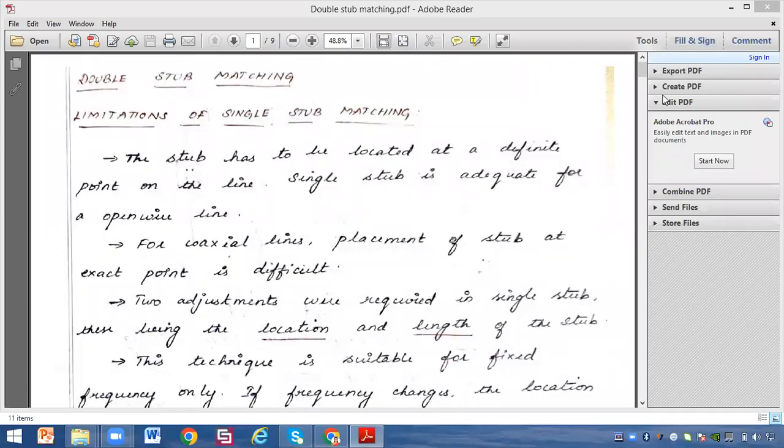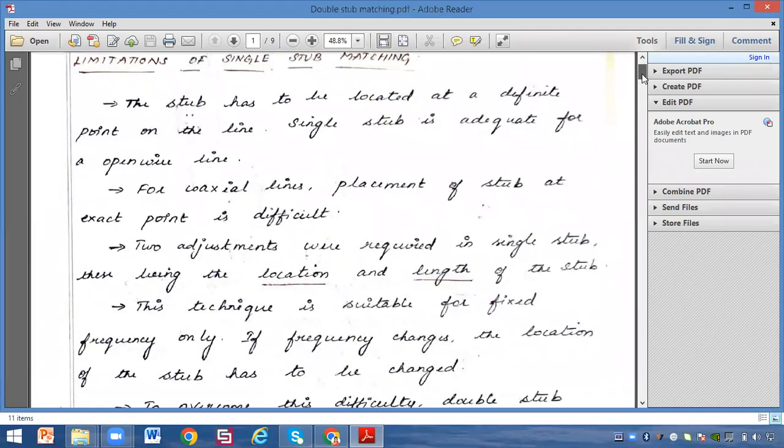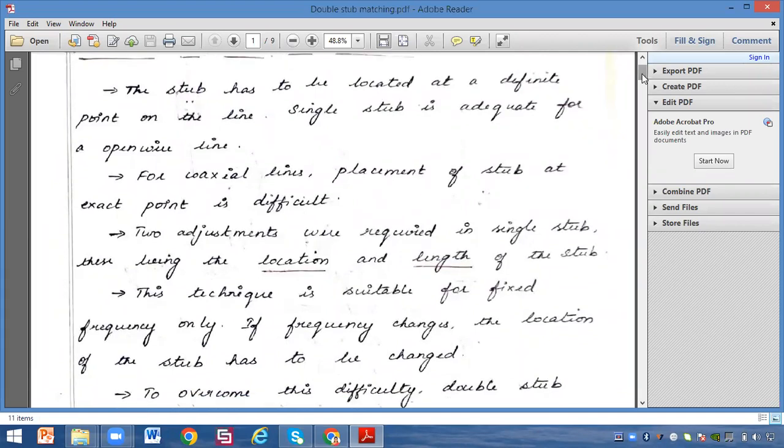Hello everyone. In this video, we are going to discuss the limitations of single stub matching. Before entering into double stub matching, we should know what all the limitations of single stub matching are. The first limitation is that the stub has to be located at a definite point. So the location is to be definite on the line.